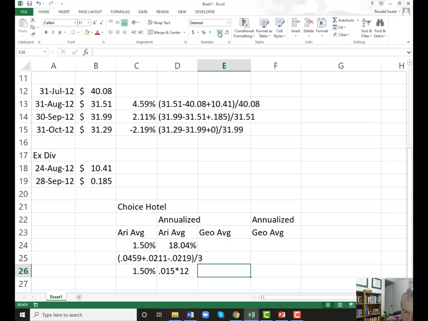The geometric average, again, a complicated formula: open parentheses, 1 plus 0.0459 times 1 plus 0.0211 times 1 minus 0.0219, close parentheses, raise it to its 3 months, so 1 divided by 3. If you're doing 50 months, then it's 1 divided by 50. If it's 100 months, it's 1 divided by 100. The denominator of what you're raising this to is always how many periods you have here. If it's 3, it's 3. If it's 100, it's 100, whatever that is. Close parentheses and then minus 1.